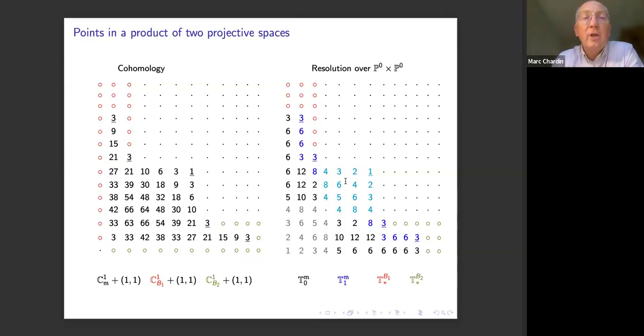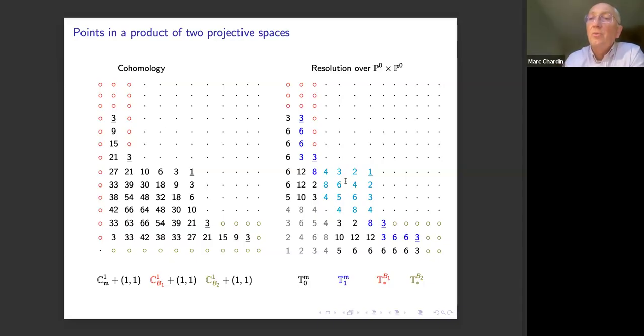On the left you have the cohomology table. The numbers that you see are just the dimension of the first local cohomology with respect to m. I shift the degree by 1, 1 to show that when you shift by 1, 1, you have the same picture. And on the right, you have the resolution, but this is a finite set of points, so you can take the resolution over P0 cross P0, over just the point. So I prefer to do that.